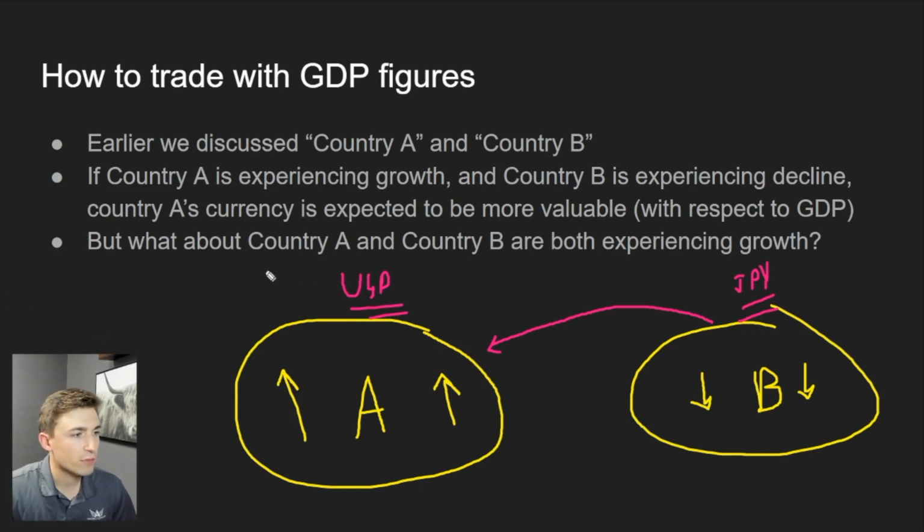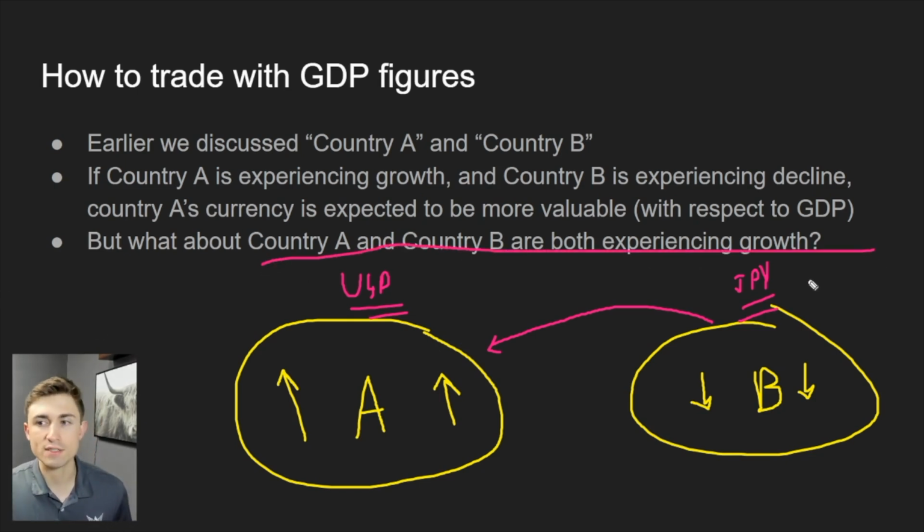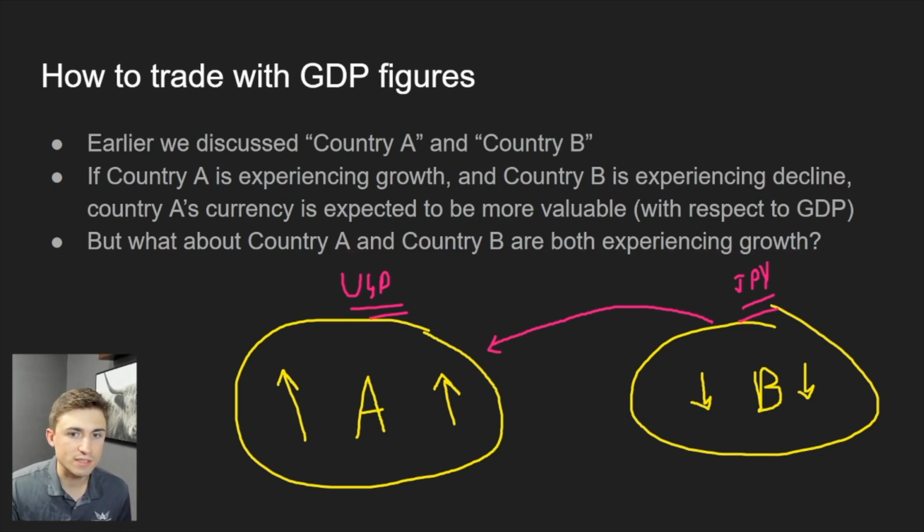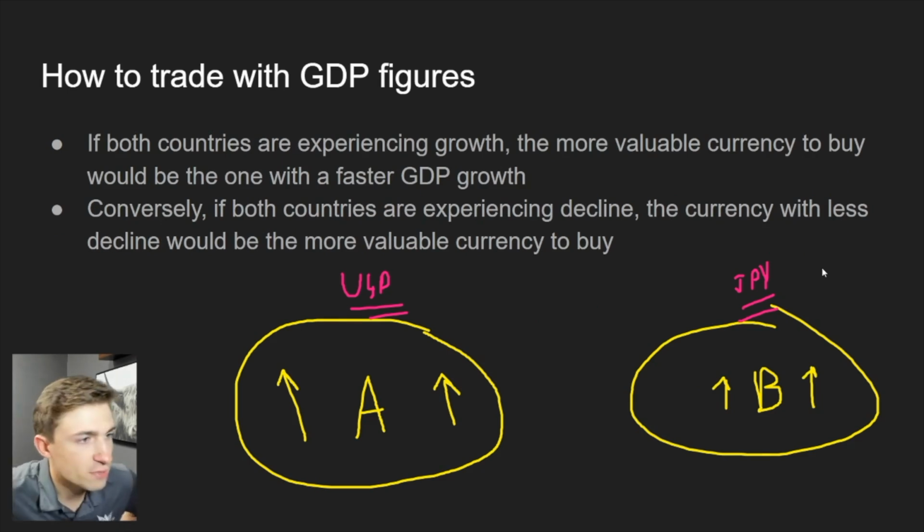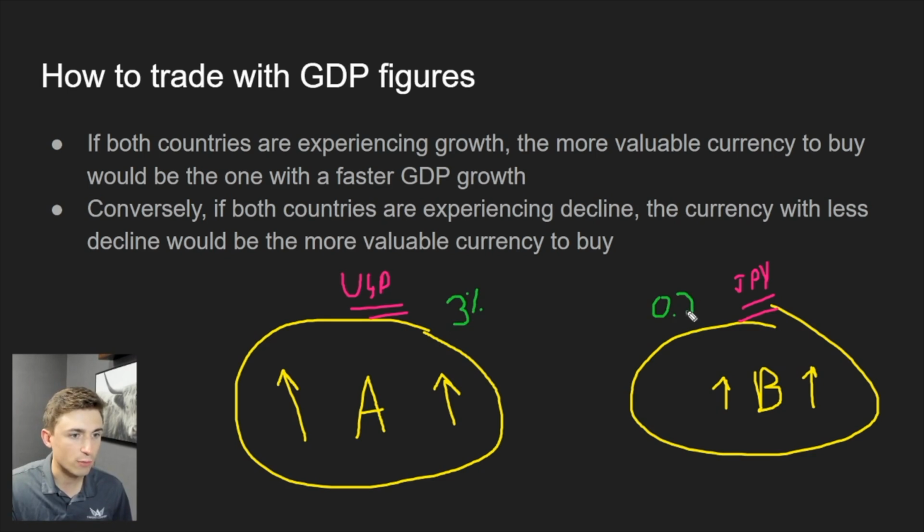Now, but what about if country A and country B are both experiencing growth? What if we were to change up this example and say that both countries are experiencing growth? Still pretty simple, we're going to go for the one that has faster GDP growth. Let's add a metric here now. Let's say that this country has 3% growth in the last quarter, whereas this one has 0.2% growth.